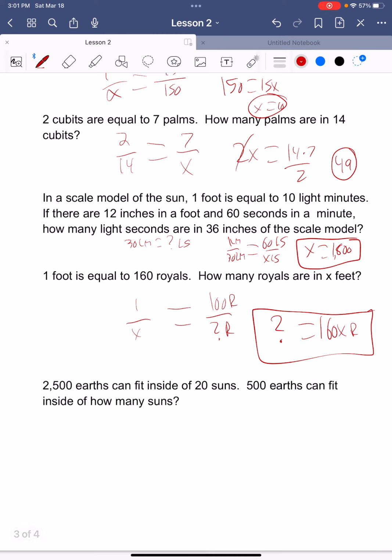2,500 Earths can fit inside 20 suns. 500 Earths can fit inside how many suns? So we want to set up our fractions. We know that 2,500 Earths over 500 Earths is equal to 20 suns over x suns. So 2,500x equals 20 times 500. And if we divide by 2,500, 500 divided by 2,500 is 1 over 5, times 20 is 4.